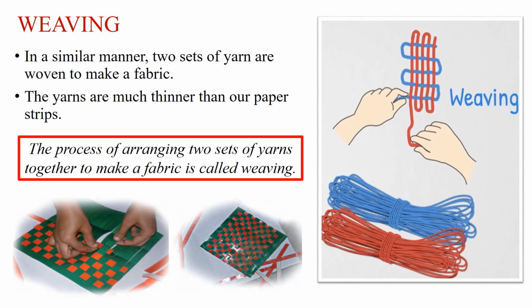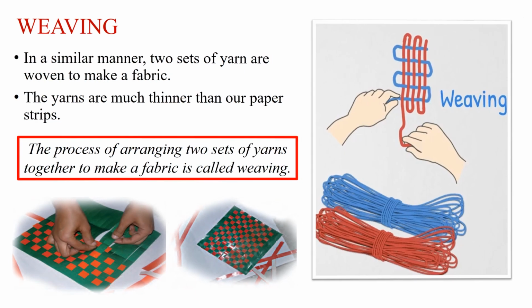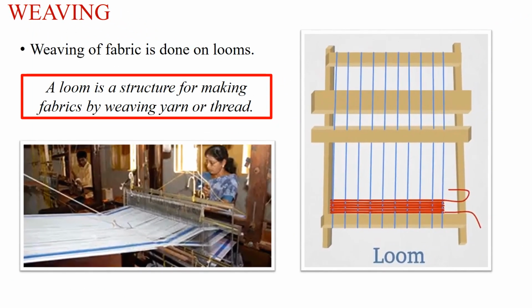You can weave yarn into fabric in the same way, but for that we need two sets of yarn. The process of arranging two sets of yarns together to make a fabric is called weaving. But it is very difficult to weave yarn with hands because the yarns are much thinner than our paper strips. To make it simple, we use a loom.